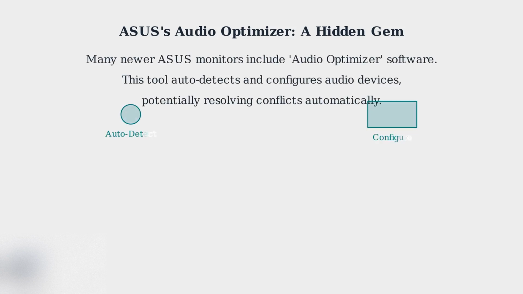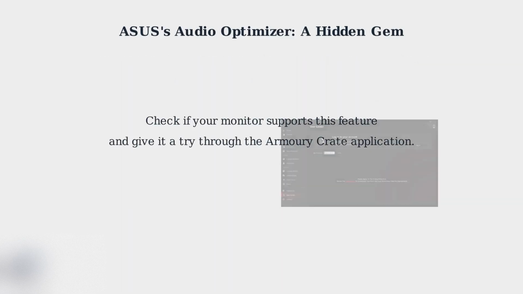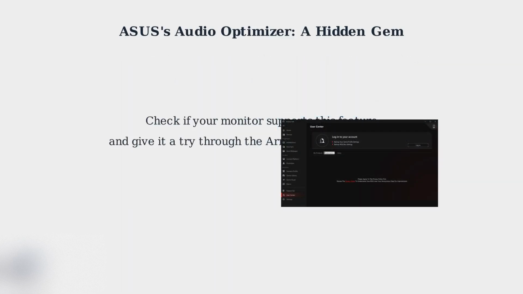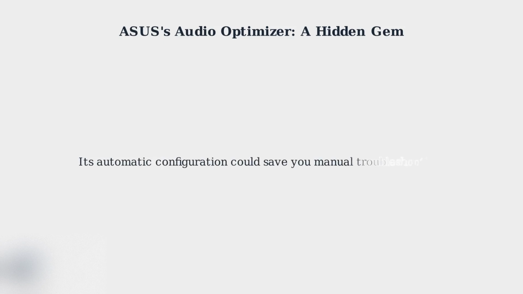Many newer ASUS monitors include Audio Optimizer software. This tool auto-detects and configures audio devices, potentially resolving conflicts automatically. Check if your monitor supports this feature and give it a try through the Armoury Crate application. Its automatic configuration could save you manual troubleshooting.